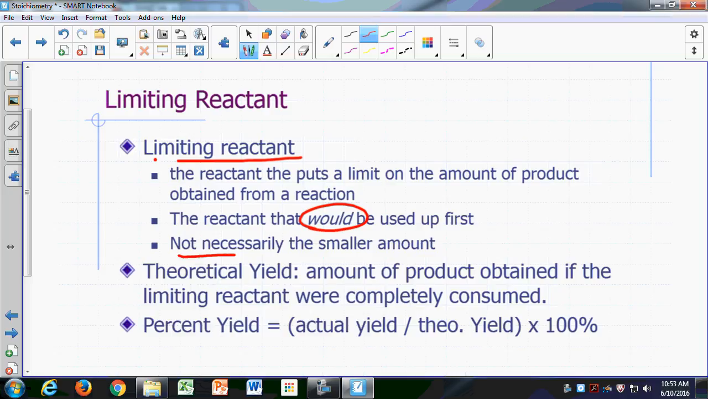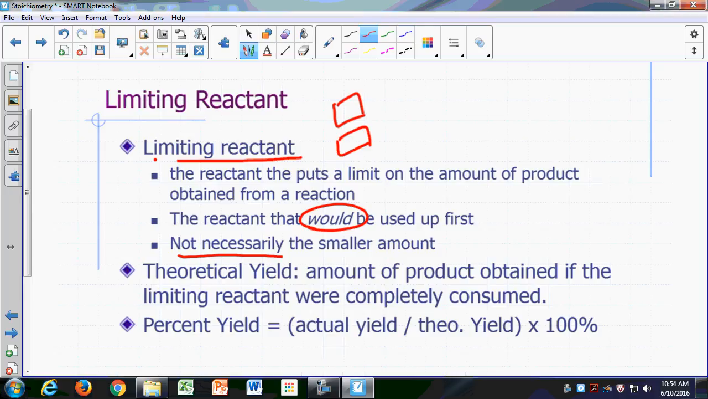Now you have to realize a limiting reactant is not necessarily the smaller amount, because the rate at which it would be consumed compared to the other reactant would depend on the coefficients in the balanced equation. Let's just make a simple example. Let's say you want to make a sandwich. Let's get an analogy.